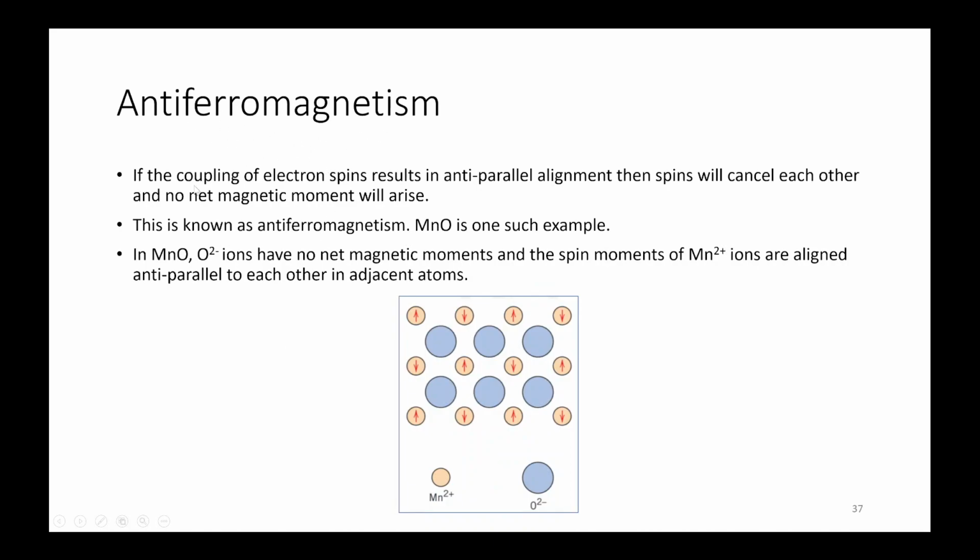Antiferromagnetism. If the coupling of electron spins results in an anti-parallel alignment, then spins will cancel each other and no net magnetic moment will arise. This is known as antiferromagnetism. Manganese oxide is one such example. In manganese oxide, O2 minus ions have no net magnetic moment and the spin moments of Mn2 plus ions are aligned anti-parallel to each other in adjacent atoms.